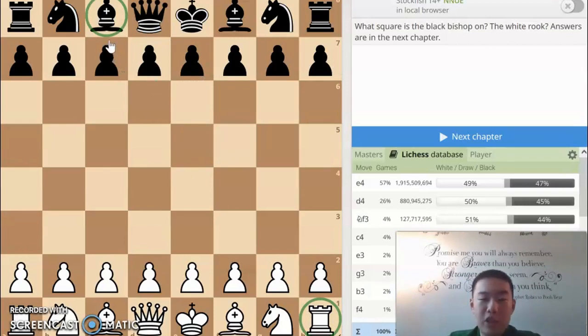Okay, so the black bishop is on the C file, and also the 8th rank. So its coordinate will be C8. The white rook is on the H file, and the first rank. So its coordinate will be H1.